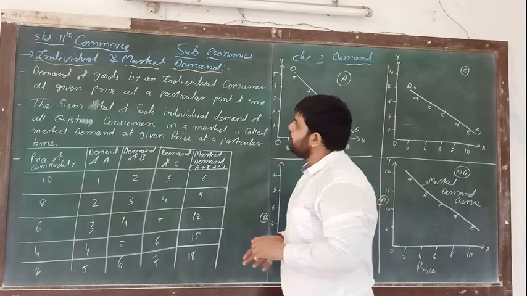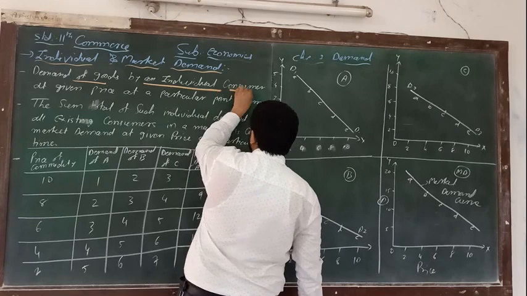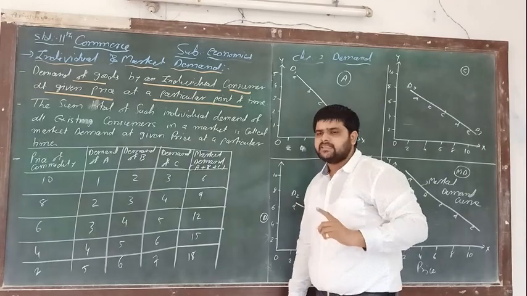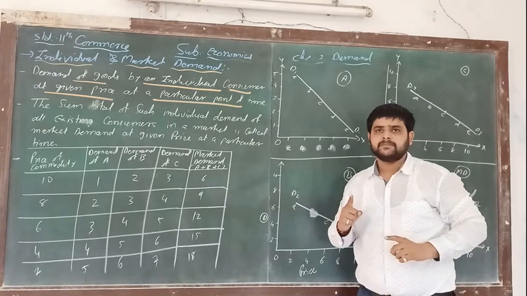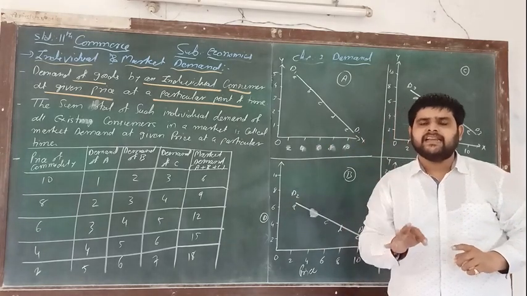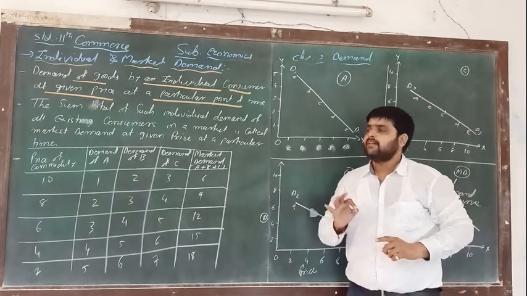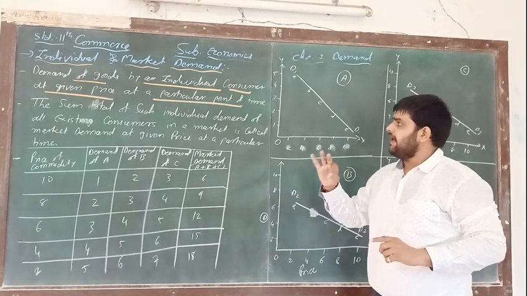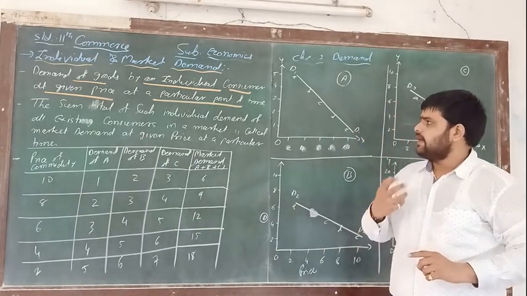So what is individual demand? The demand for goods by an individual consumer at a given price at a given particular time. It means the order of goods demanded by only one consumer at a given price at a given time, meaning that at that time the consumer is ready to place the order. That is called an individual demand. Once again, demand for goods by an individual consumer, only one consumer, is called an individual demand.